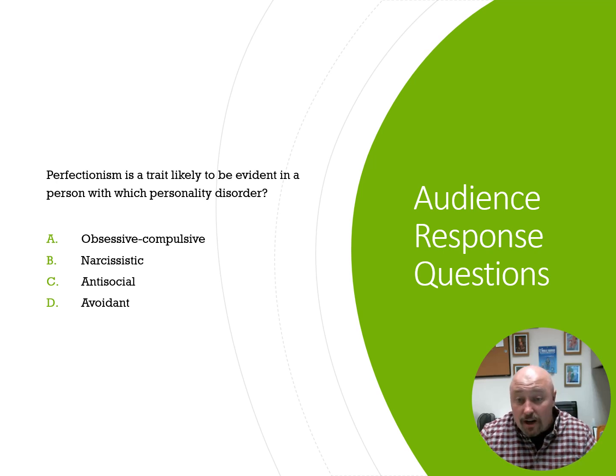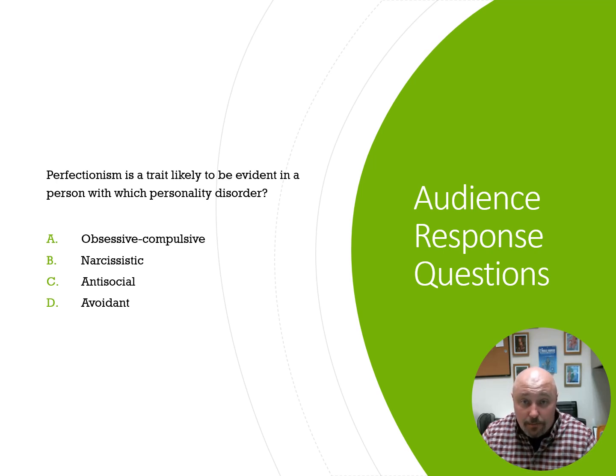Wrapping up with some more audience response questions. Perfectionism is a trait likely to be evident in a person with which personality disorder? A, obsessive compulsive, B, narcissistic, C, antisocial, or D, avoidant? And the answer here is going to be A, obsessive compulsive.